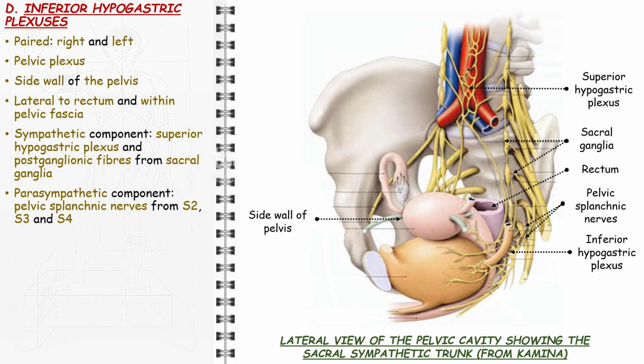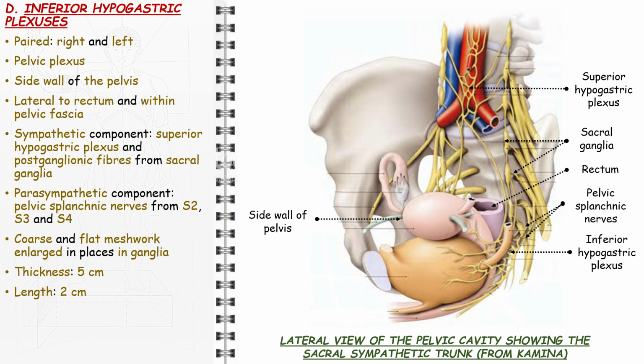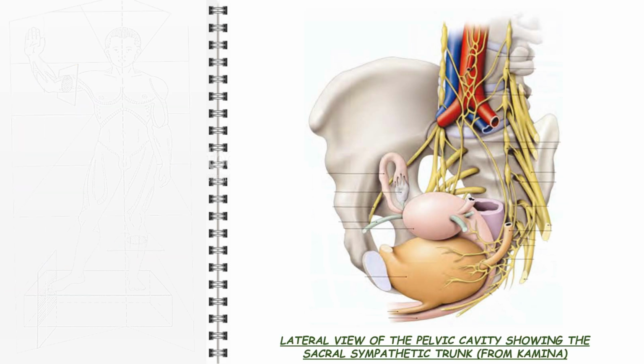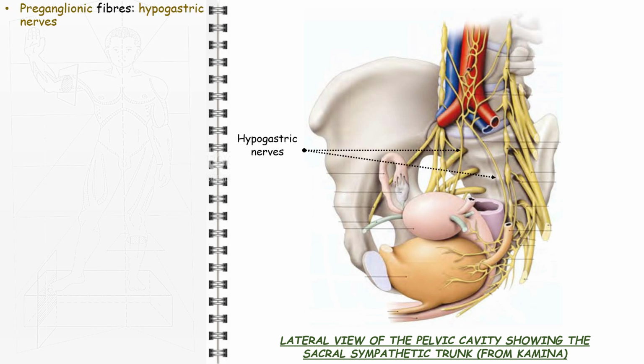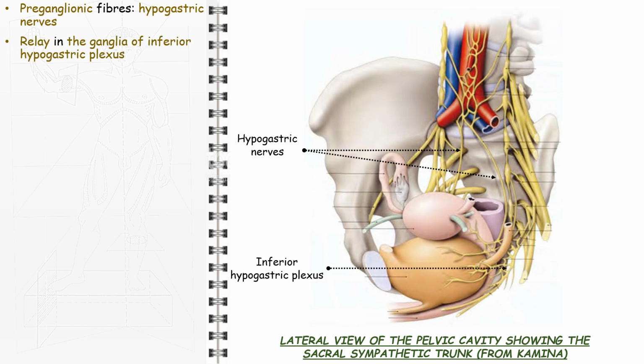The plexus is a coarse, flat meshwork, enlarged in places in ganglia. It measures nearly 5 cm in anteroposterior and about 2 cm in vertical dimension. About half the fibers in the hypogastric nerves are myelinated preganglionic and they relay in the ganglia of the inferior hypogastric plexus. The remaining sympathetic fibers and all the parasympathetic fibers pass through without relay. The parasympathetic motor and secretomotor fibers relay in the walls of the viscera.